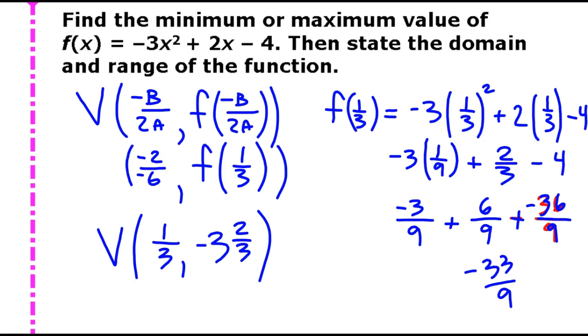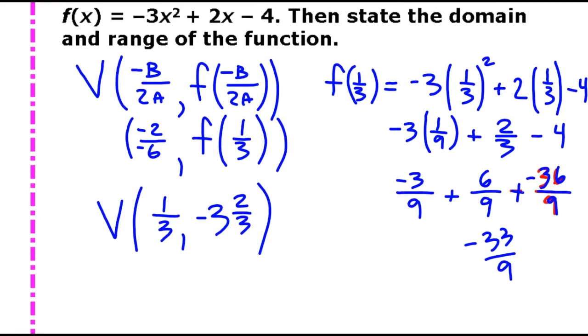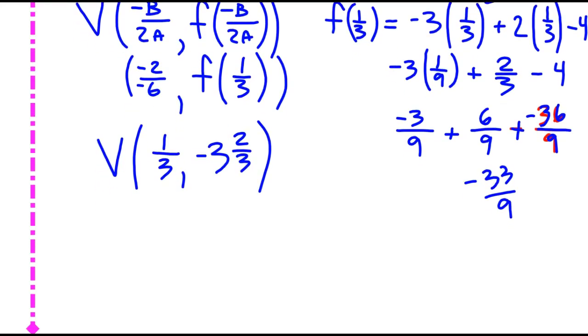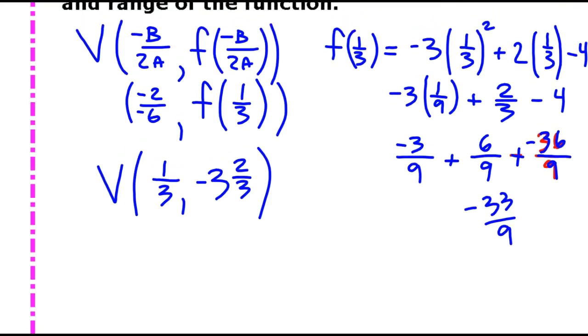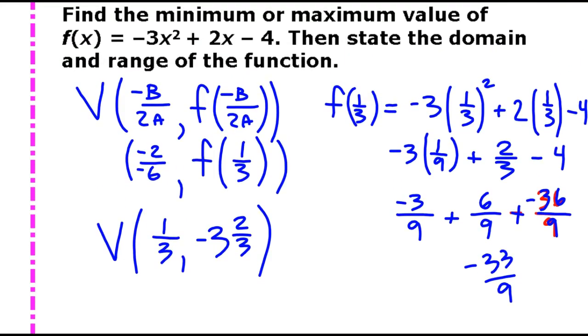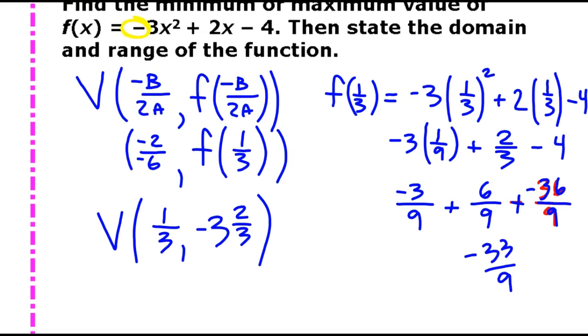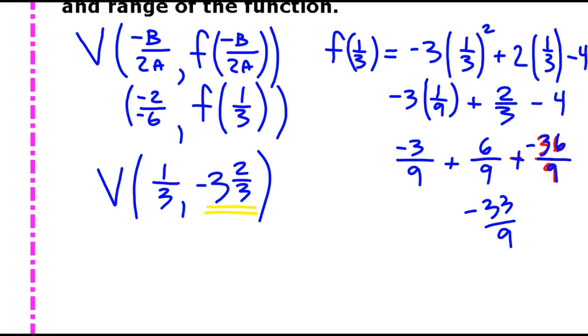That is your vertex. So now from that we can list our maximum or minimum. In this case, does this one open up or down? This one opens down, and it opens down because we have a negative leading coefficient. So if it opens down, then my y value is going to be a maximum. So it's going to be a maximum at y equals -3 2/3. The domain is going to be all reals.